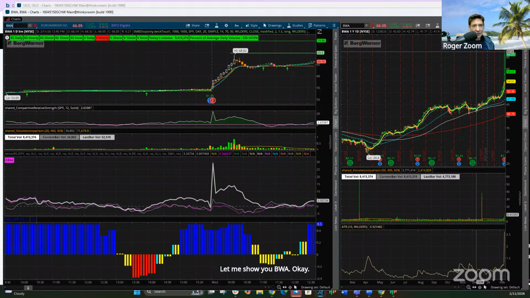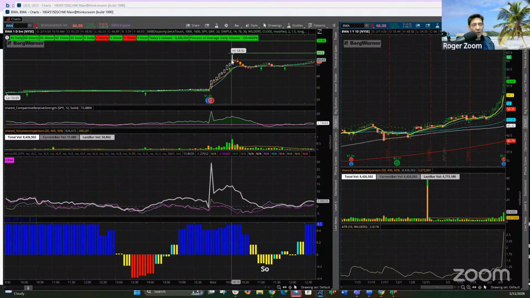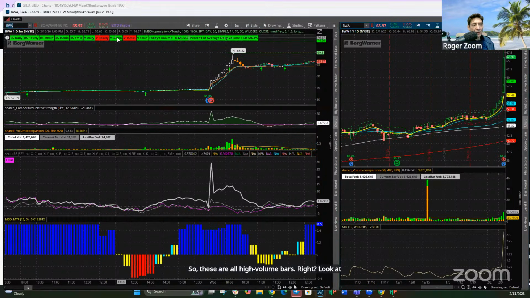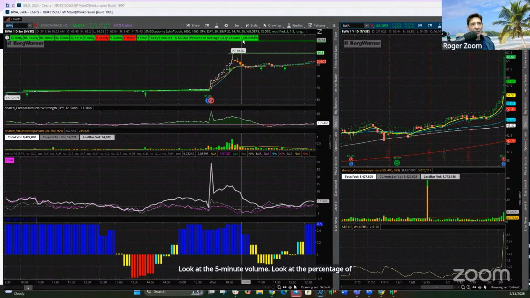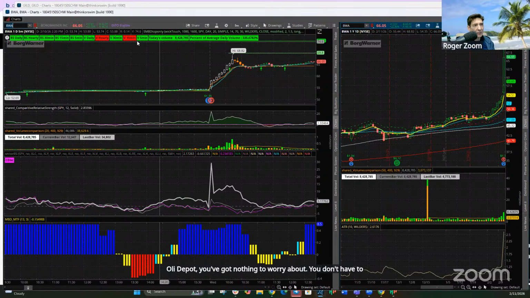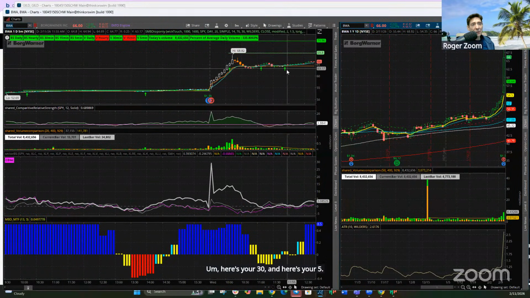Look at the daily range on this thing today. So these are all high volume bars, right? Look at volume. Look at the 30-minute volume. Look at the 5-minute volume. Look at the percentage of daily volume. 335%. So to answer your question, Oladipo, you've got nothing to worry about. You don't have to do forensic accounting. You just have to buy this. Here's your 30 and here's your 5. This is being accumulated right now.